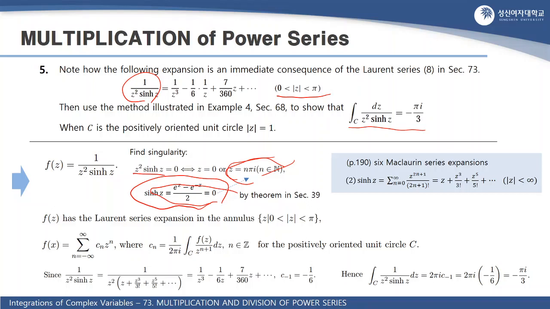So f of z has the Laurent series expansion in the annulus given by modulus z greater than 0 and less than pi. It's a kind of punctured disk here. We know that hyperbolic sine z can be expanded by using this Maclaurin series expansion here. So we can use this to resolve the problem.